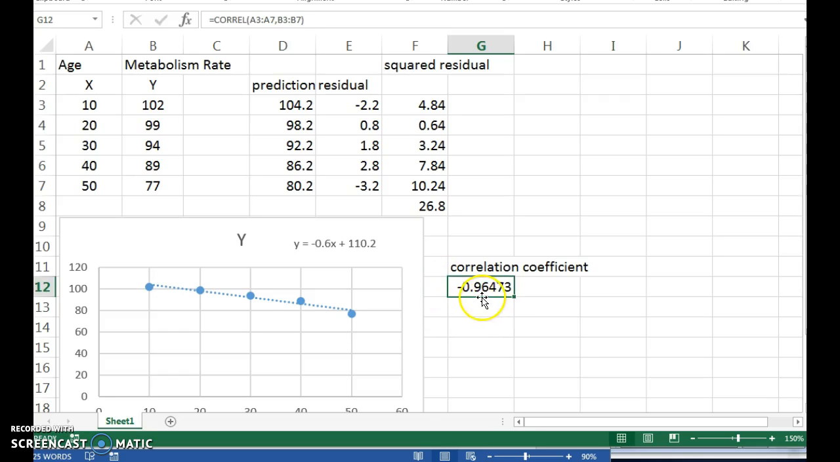And what we got here was a number really close to -1. So we have a downward sloping linear relationship, and it's pretty strong because -1 is the strongest it can be if all the points were in a straight line, and we have a value very close to -1.